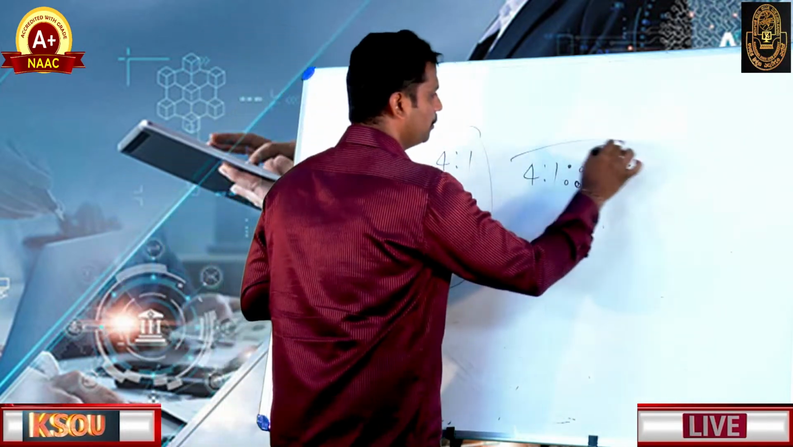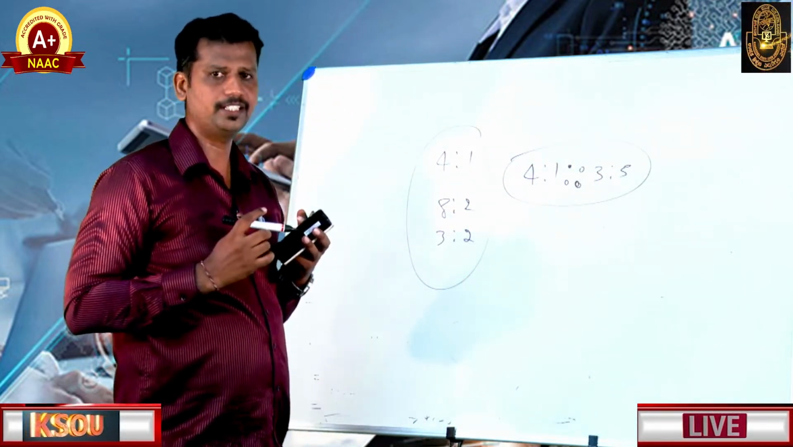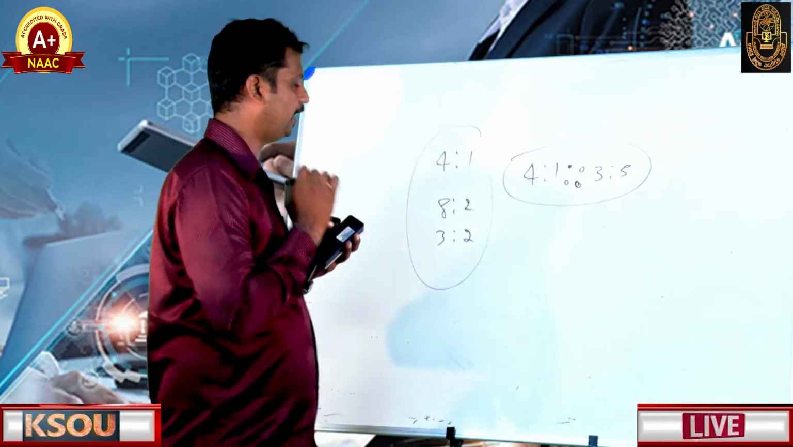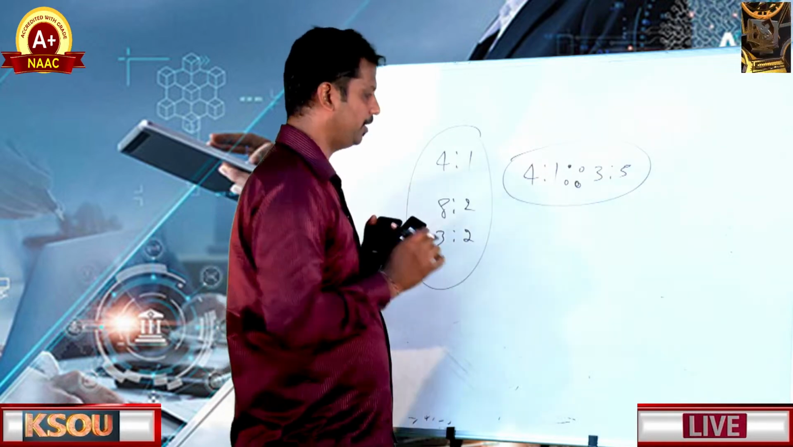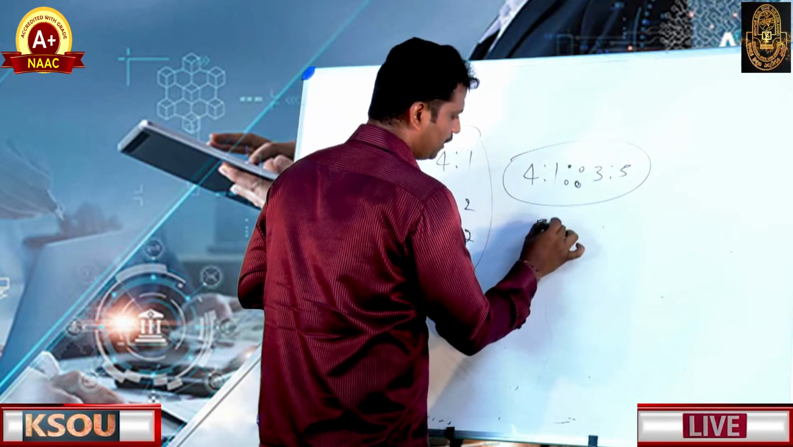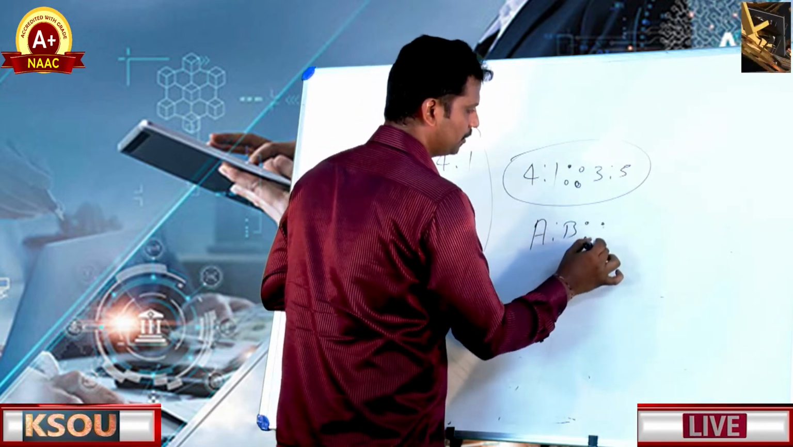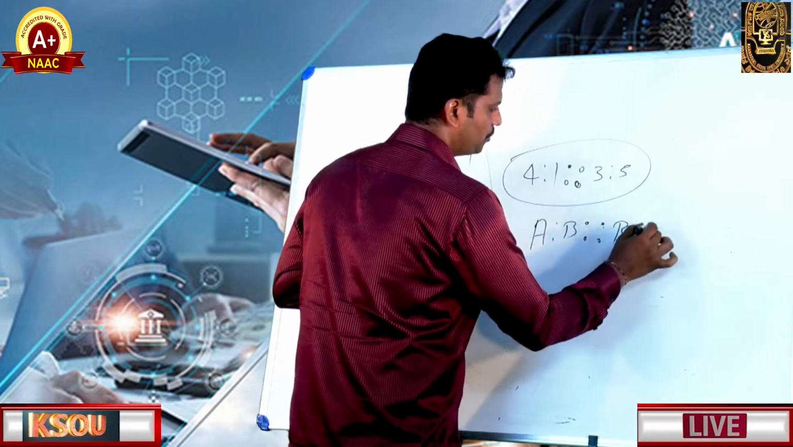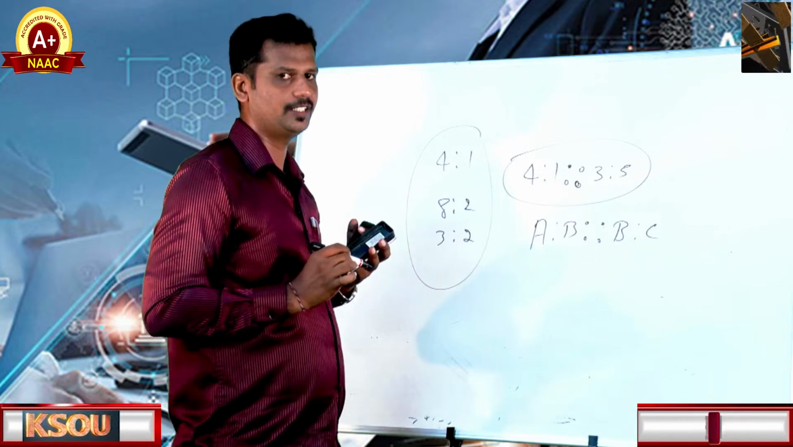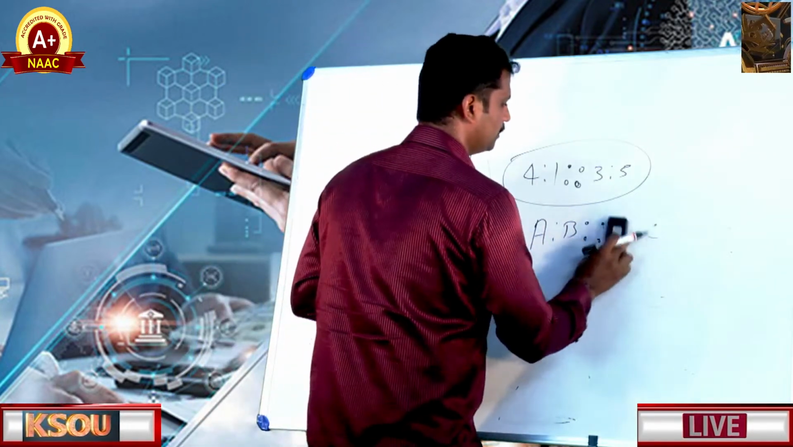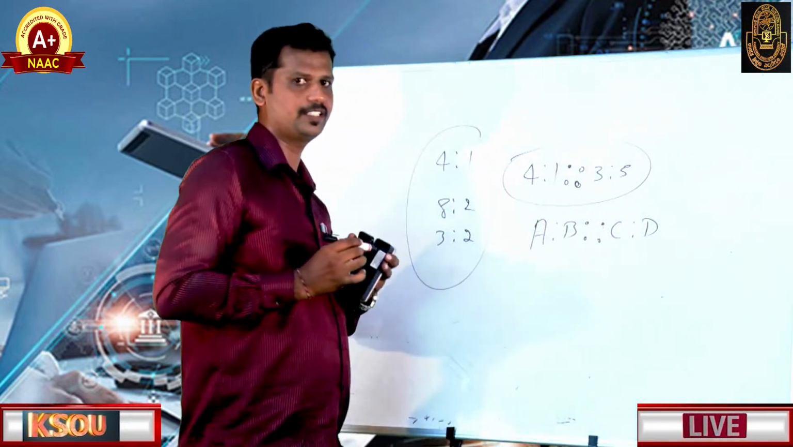This is the proportions. Clear? Okay. Next, one of the basic equations, the basic fundamental in proportions: A is to B proportion B is to C, either C is to D.